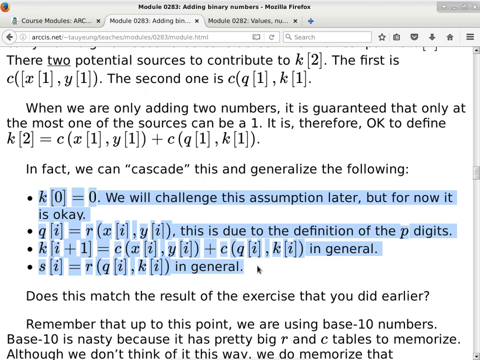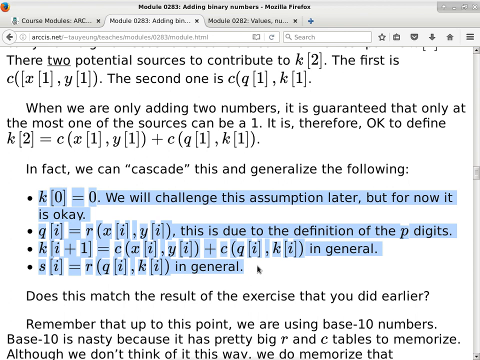We look at Q1. When I is 1, then Q1 is the result of adding x1, y1. x1 is 1, y1 is 1. 1 plus 1 has a result of 0. Okay? We'll worry about the carry later. Well, I guess since it's the next item, let's do it. So when I is 1, K2, because 1 plus 1 is 2, is the carry of adding x1, y1 plus something. Well, the carry of adding x1, y1 is already giving us a carry of 1.